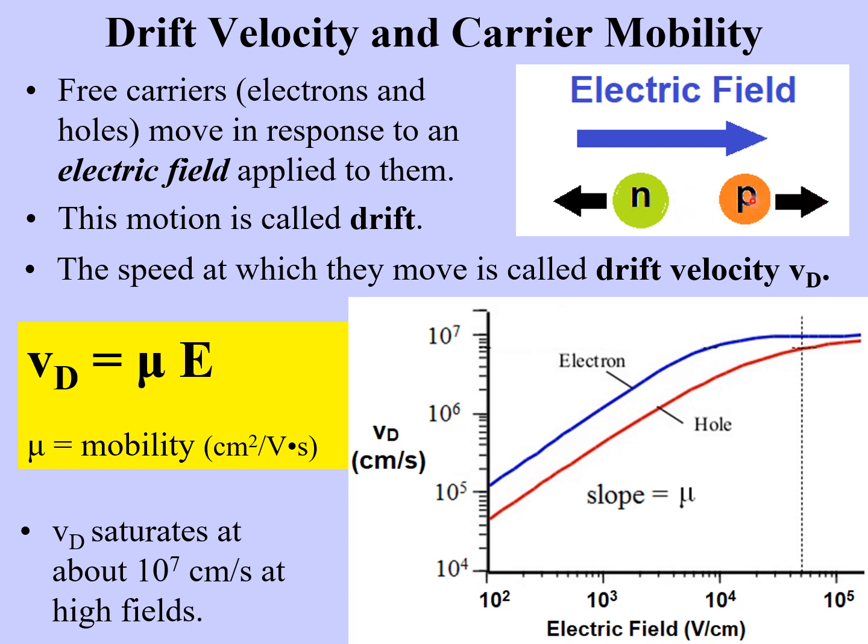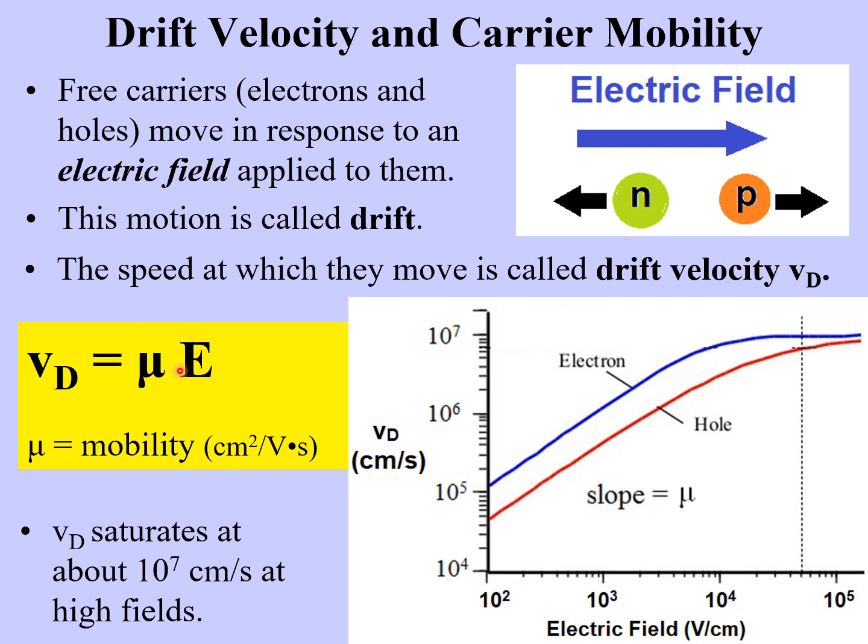So the two carriers, in this picture here, would be pushed in opposite directions. And this motion is called drift. So electrons and holes drift in the presence of an electric field. And the speed at which they move is called the drift velocity. That makes sense. And so we have V for velocity and D for drift. It turns out that the drift velocity is proportional to the amount of electric field that's present. And that makes sense. The stronger the field, the faster those particles are going to drift.